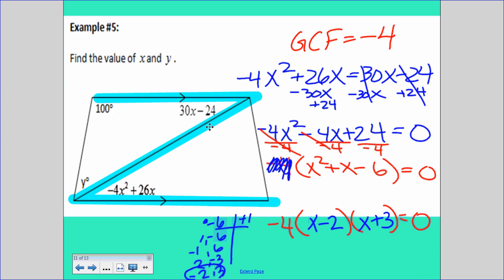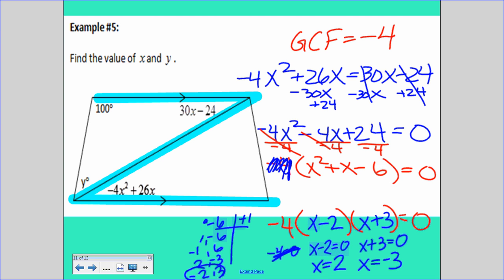And then what's our very last step? Set everything equal to 0. Negative 4 equals 0, x minus 2 equals 0, x plus 3 equals 0. Does negative 4 equals 0 make any sense? No, cross that out right off the bat. So then we get x is 2 and x is negative 3.